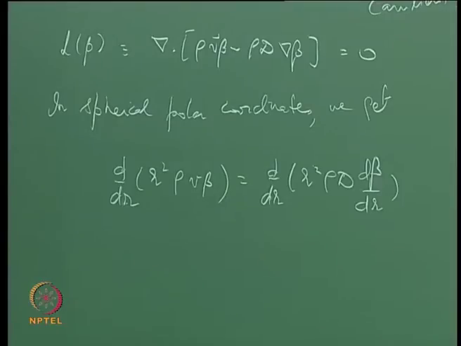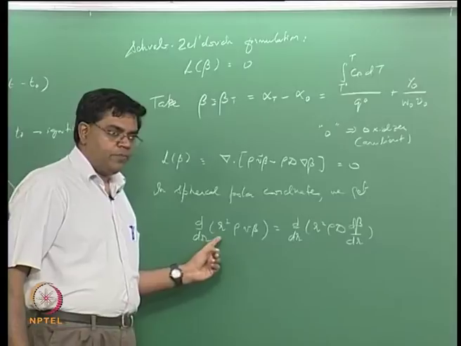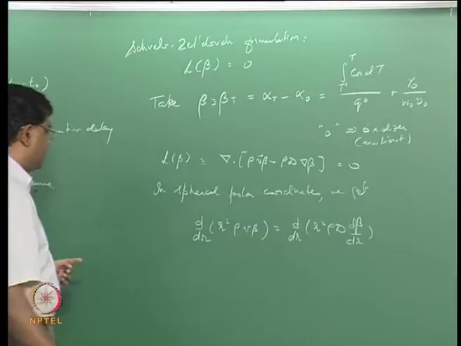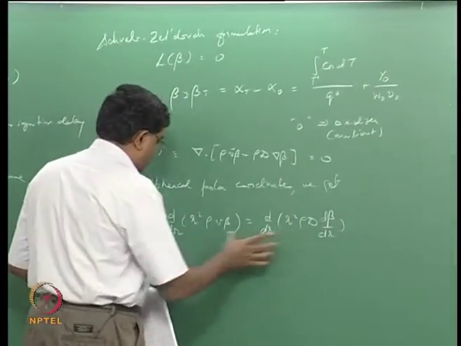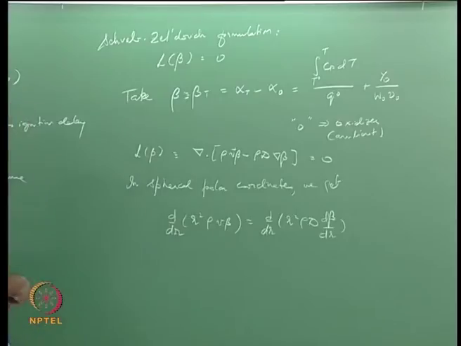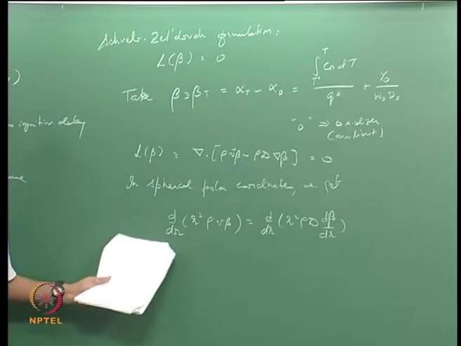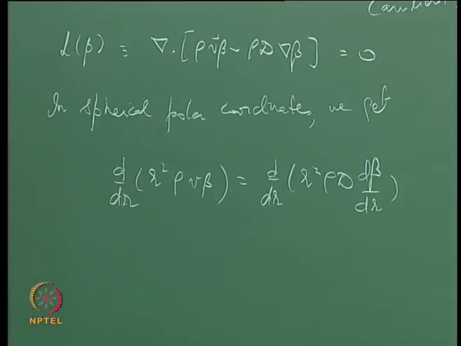The r squared as a coefficient is special to the spherical polar coordinates here, and notice that we have a double derivative here whereas we have only a single derivative here. We are using an ordinary derivative because r is the only independent variable now, so it is not necessarily a partial differential equation.